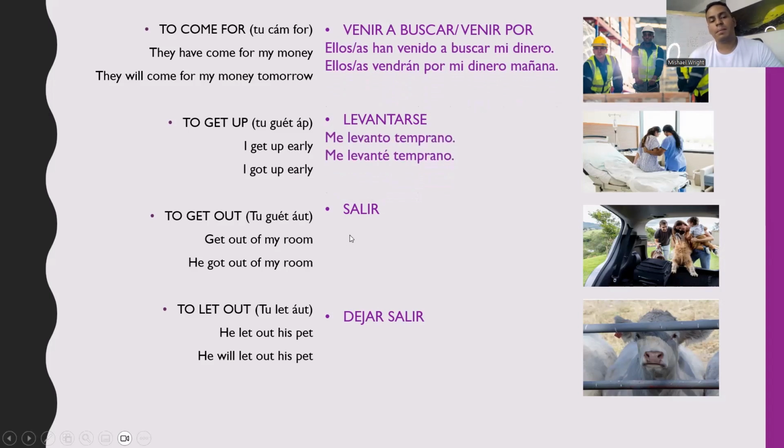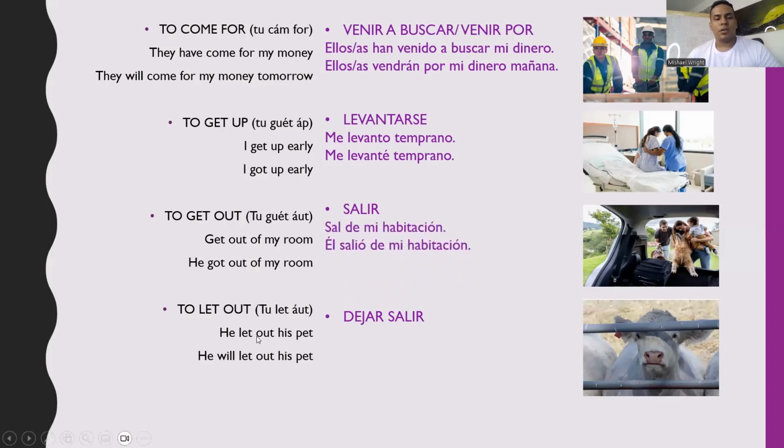To get out of my room, but in this case, to get out, it would be something like rude. It's not something so respectful, because if somebody asks you to get out, that person maybe is furious or doesn't want to see you there anymore. So you can listen, get out of my room. So that means that the person maybe is furious with you. He got out of my room.